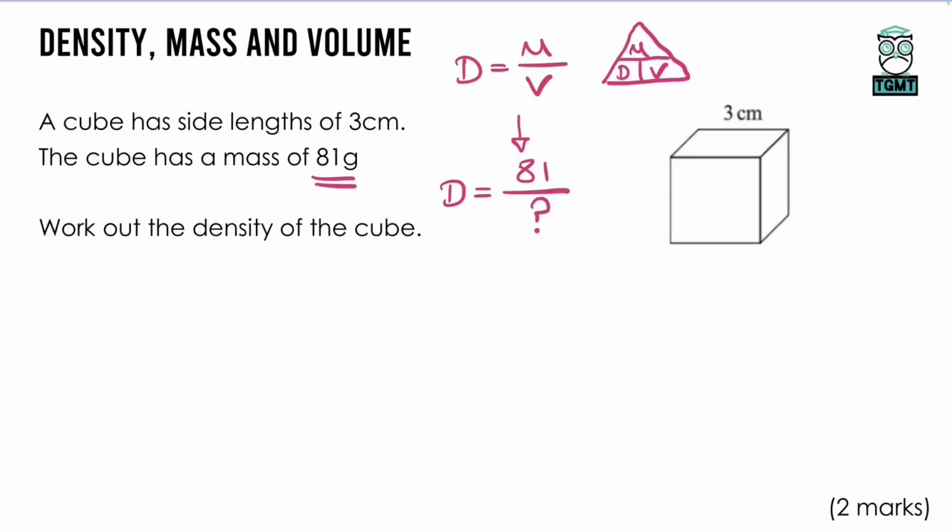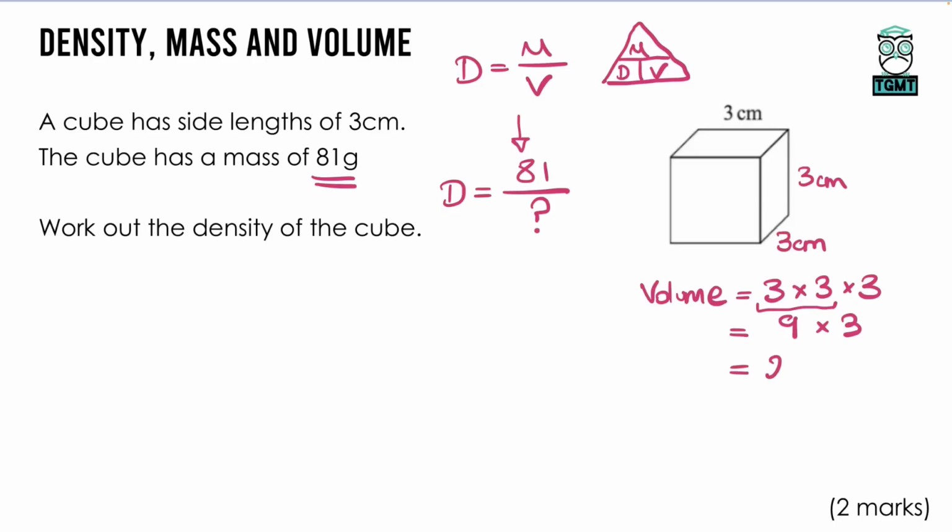So to get the volume of a cube, all we need to do is multiply all of the 3 dimensions together, and in the case of a cube, they are all the same length. So the volume for a cube will be equal to 3 times 3 times another 3. 3 times 3 is 9, times 3, which is equal to 27 centimetres cubed. So that's our volume. I just need to do 27 on the bottom here. So 81 divided by 27.